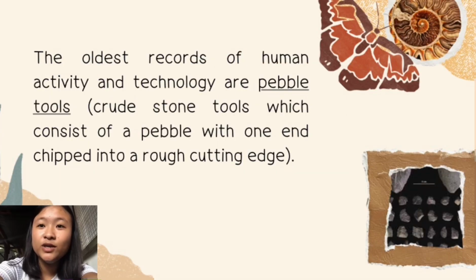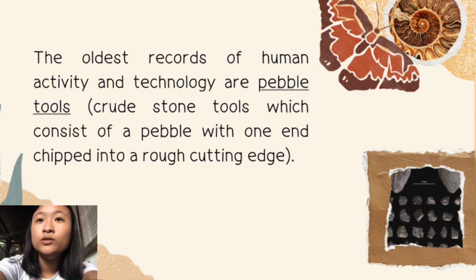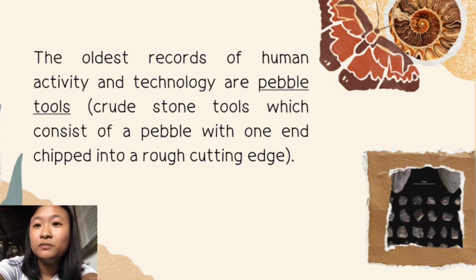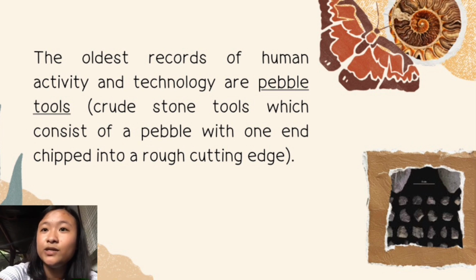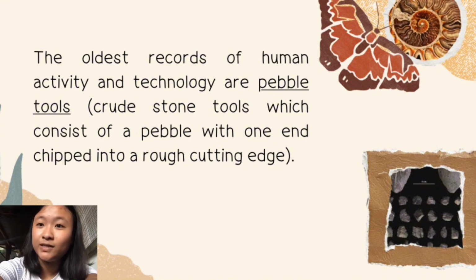And the first human activity is the pebble tools. Pebble tools are the oldest records of human activity and technology. These were found with human bone remains in Africa, used for consumption of meat. The tools became more sophisticated as the Stone Age developed. During the Paleolithic Age, humans started to use wood for ladders, fire, pigment or charcoal, and as digging sticks.